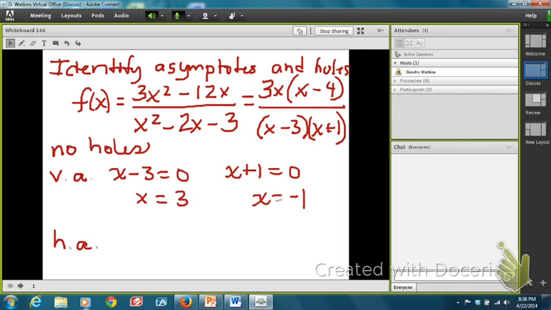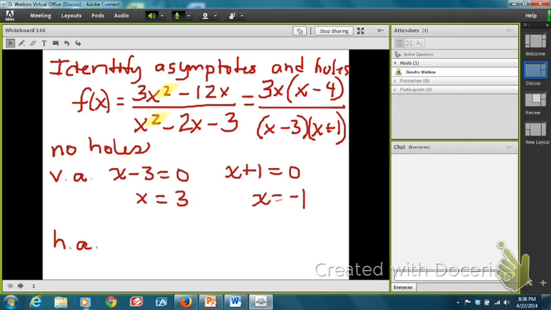Let me highlight what I'm looking at. All right, the degree of the numerator is 2, and the degree of the denominator is also 2.